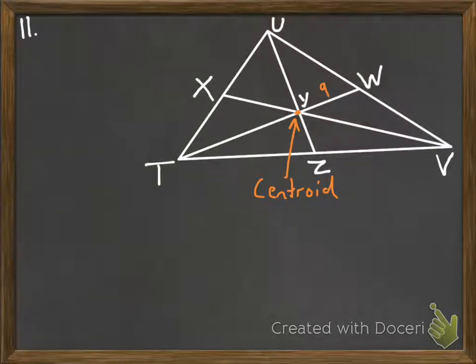Okay, for number 11, you need to see that point Y is a centroid. So if I tell you that YW is 9, I should know then that TY, which I highlighted, is double YW. The point from the vertex to the centroid is double the point from the centroid to the other end. So, if YW is 9, TY should be 18.